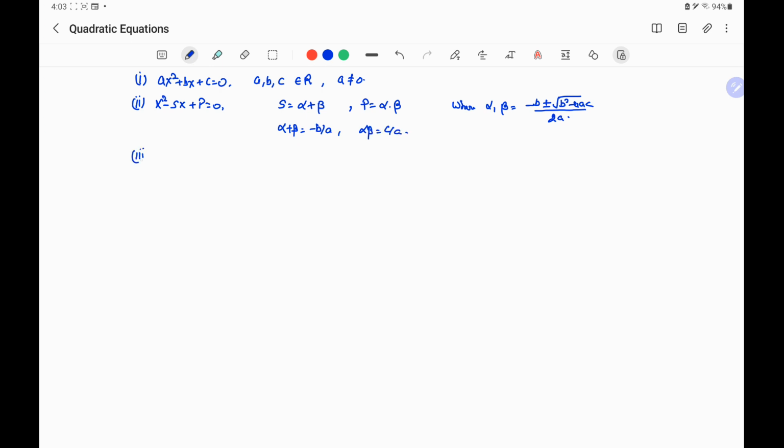Third, we have written the quadratic equation in terms of the roots, that is a into x minus alpha into x minus beta equal to 0. So these three equations we have to remember.